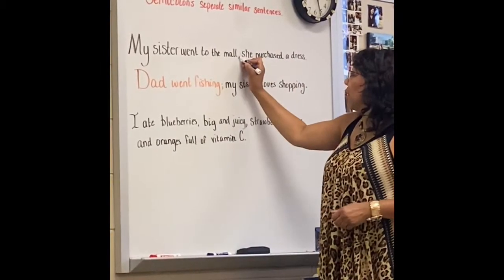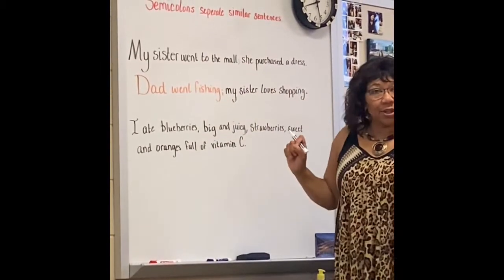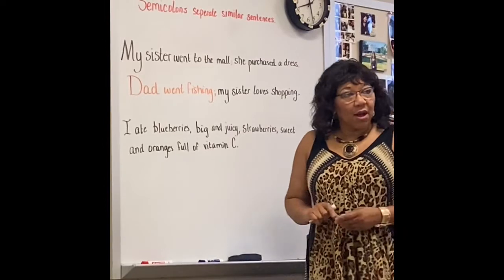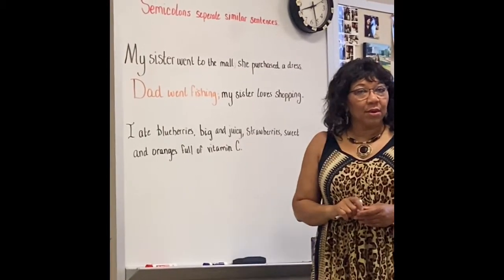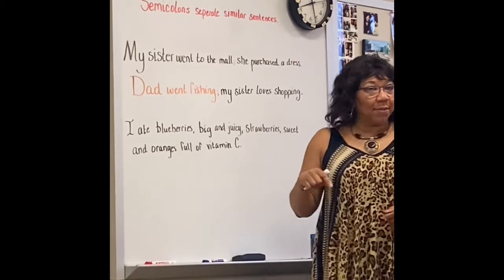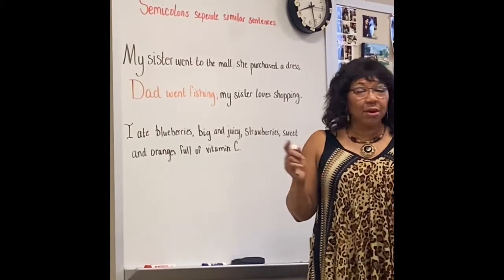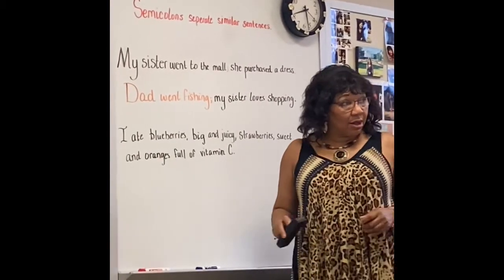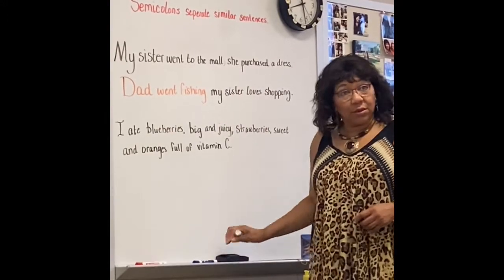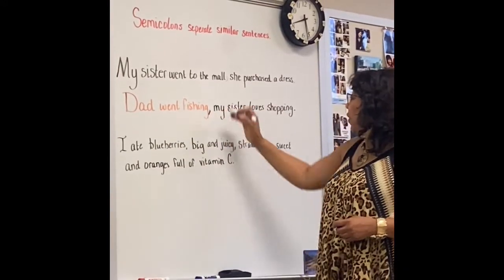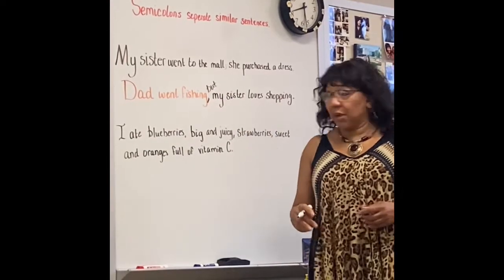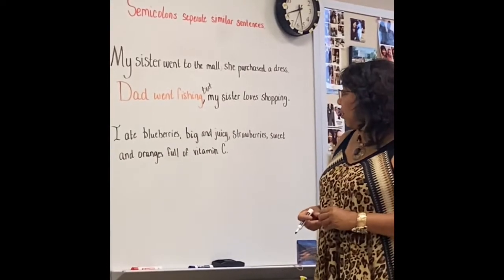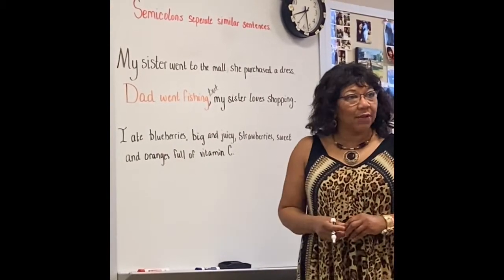My sister went to the mall. Another thought, she purchased a dress. Another example, Dad went fishing. My sister loves shopping. Are those similar sentences, yes or no? No. Okay, so do we use a semicolon with that sentence? No. We can use a what? A comma, and: Dad went fishing, but my sister loves shopping. If we wanted to put but, or we could put so. My sister loves shopping. I don't know. Not even so.